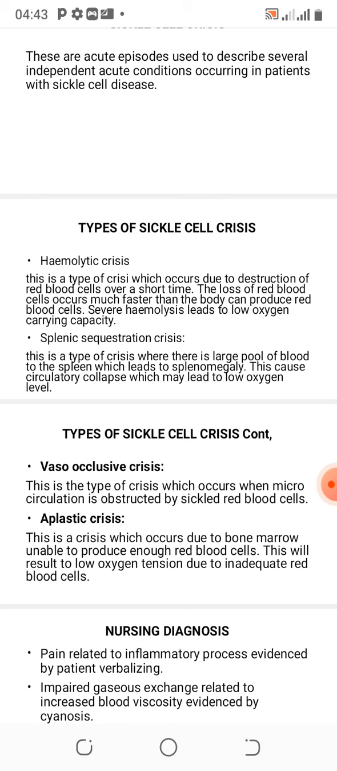The second one is splenic sequestration crisis. This is a type of crisis where there is a large pool of blood to the spleen, which leads to splenomegaly. It can also lead to hepatosplenomegaly. This causes circulatory collapse, which may lead to low oxygen level.